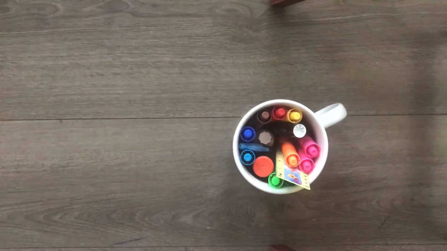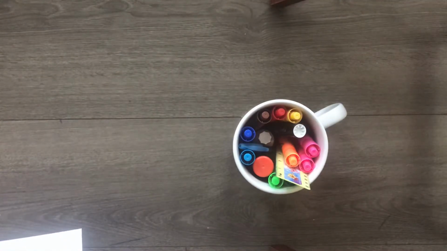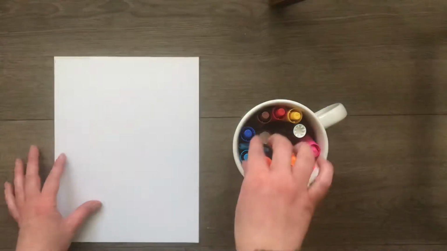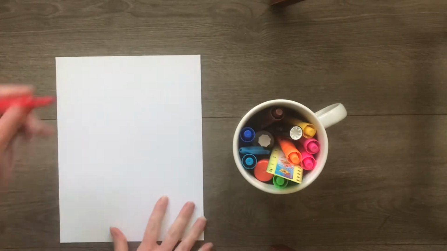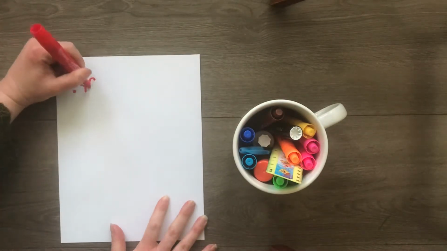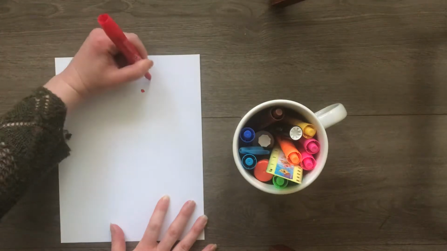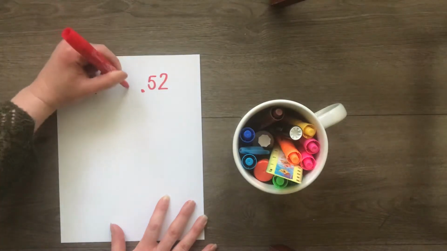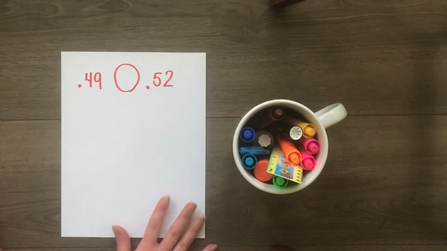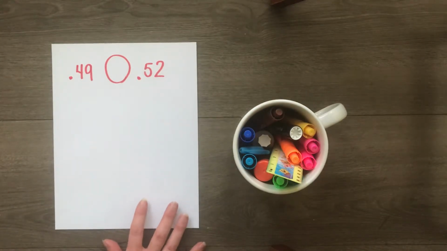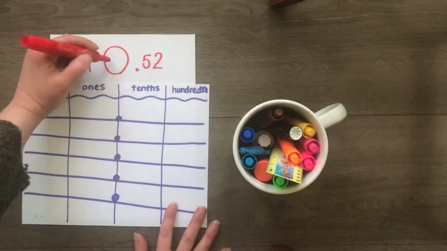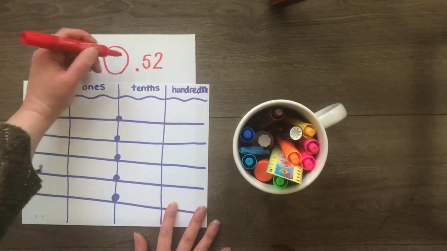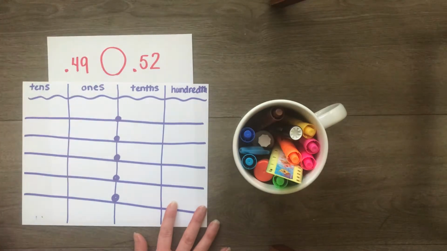Let's say I have two numbers. Let's say I have 49 hundredths and 52 hundredths. And I want to know which one's bigger. I want to know which number the alligator is going to eat. Remember, I make an alligator mouth either facing the 52 hundredths or the 49 hundredths.